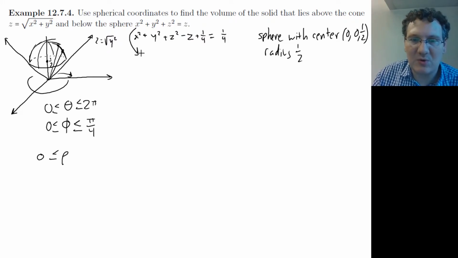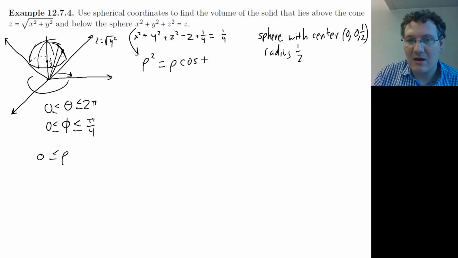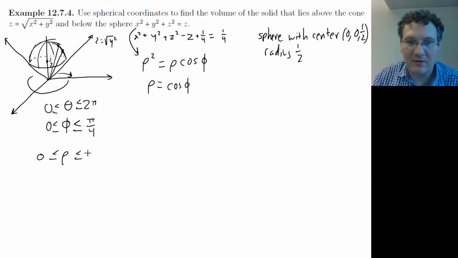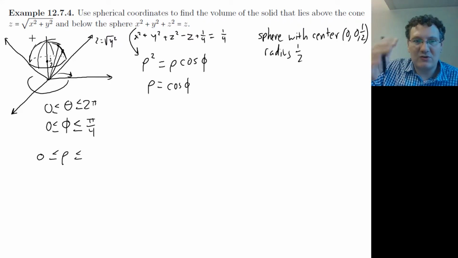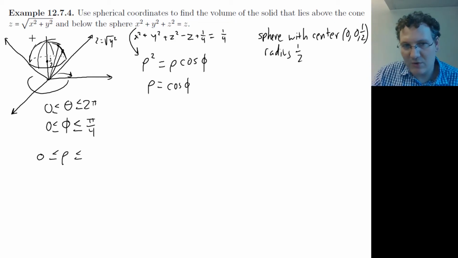Now, let's take this x squared plus y squared plus z squared equals z. This is actually rho squared equals z. Now, how do we convert z? Z was going to be rho times the cosine of phi. And so if I was to, let's see, we know that rho is positive, so I could divide by it. This is the equation rho equals cosine of phi.